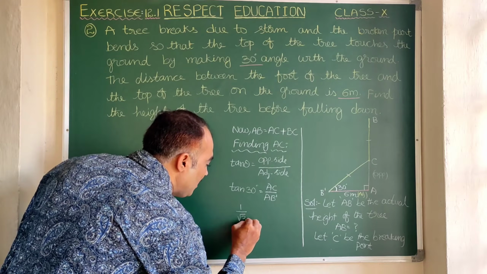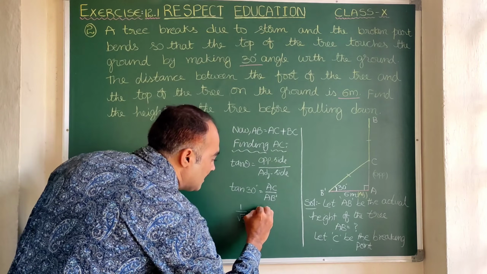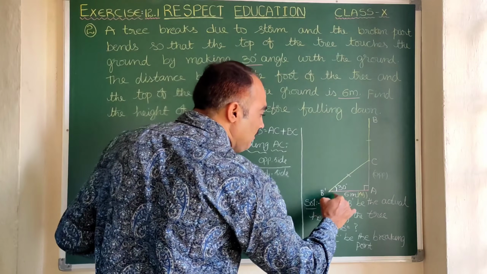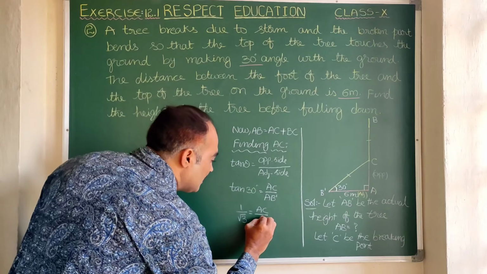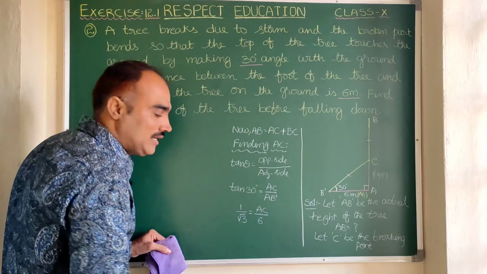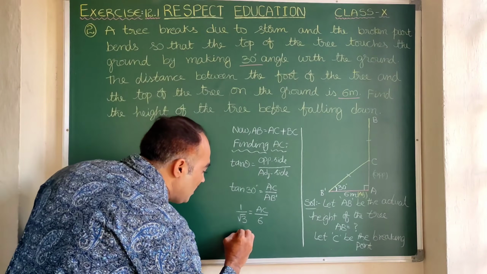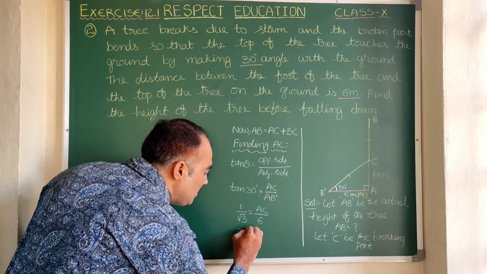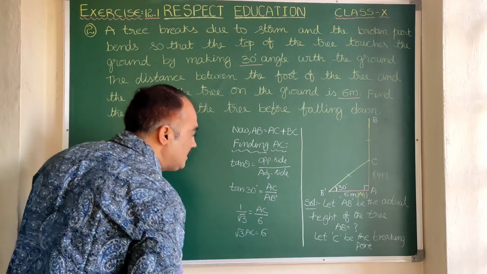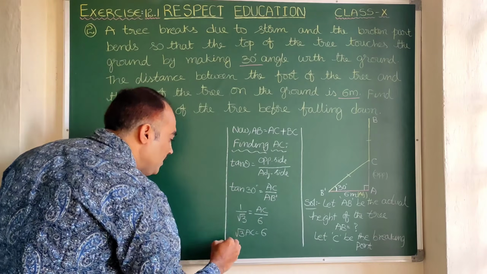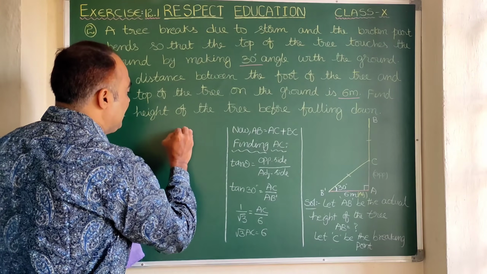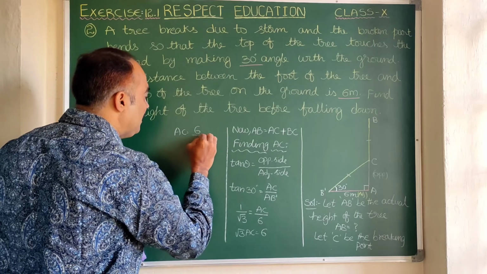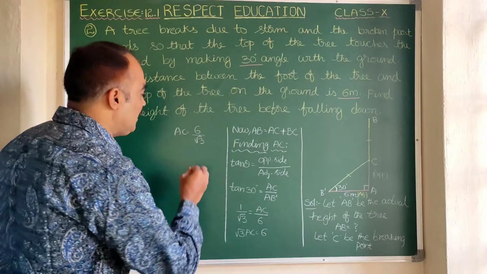Tan 30 is 1 by root 3. Now AC, let us write as it is. And AB dash value is 6, so let us write here 6. On cross multiplication, root 3 into AC is equal to 6. From which we can find AC. AC will be 6 by root 3. Clear?